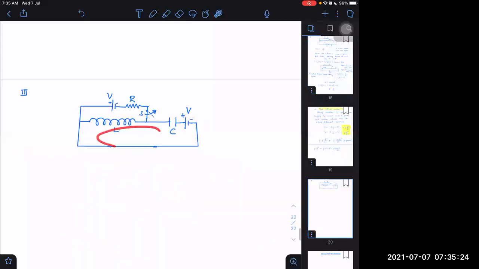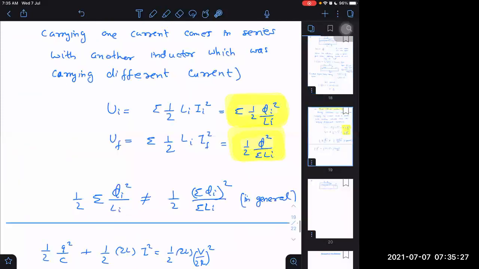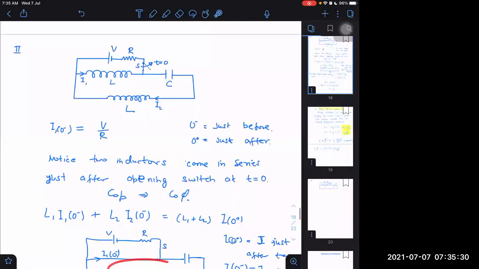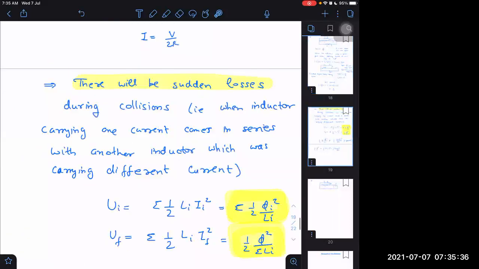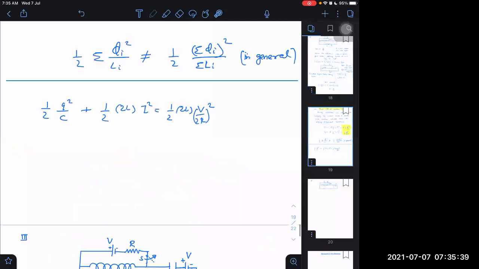After that, there is no loss in the circuit, because there is no resistance in the new circuit we are talking about. When this is open, there will be no losses because there is no resistance. Then I can use conservation of energy. The conservation of energy equation is to be used only after conservation of flux.